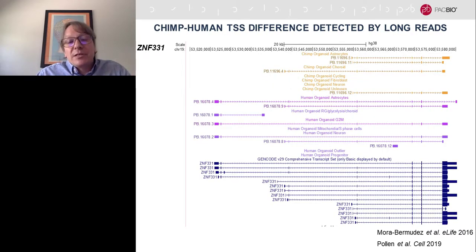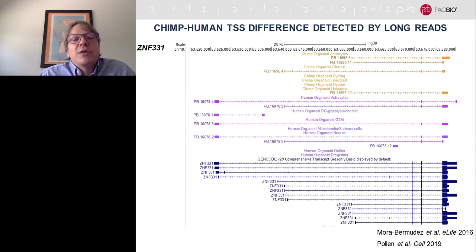So since we had done chimp and human organoids, we wanted to dig in there and see if we could find anything interesting as far as something that would distinguish chimps and humans. And this was a really interesting one that came up, and that's the zinc finger gene ZNF331. And so when we looked in this data, we could see that there's a number of transcripts up above in the chimp cells that are being transcribed from the same spots as the GenCode human transcripts, if you look down below. So these are very common transcripts.